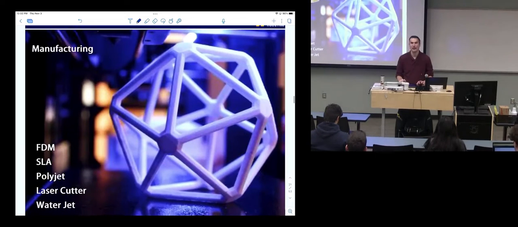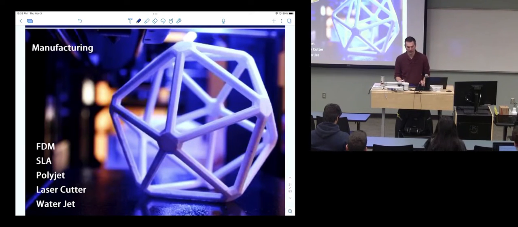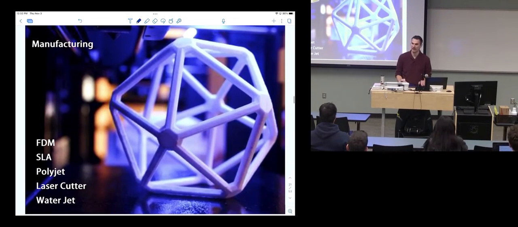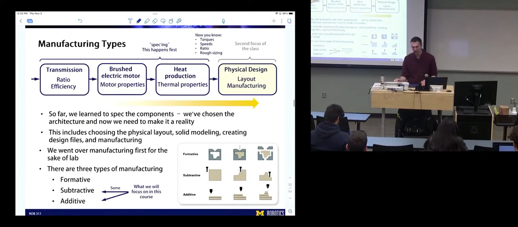Then we started to learn how to actually make stuff, which was fun. I thought that was a really neat part; I've never taught anything like that before. We learned a few different types of manufacturing. We did specking, we were on physical design, so layout and manufacturing. We talked about three different types, really focusing on subtractive and additive.